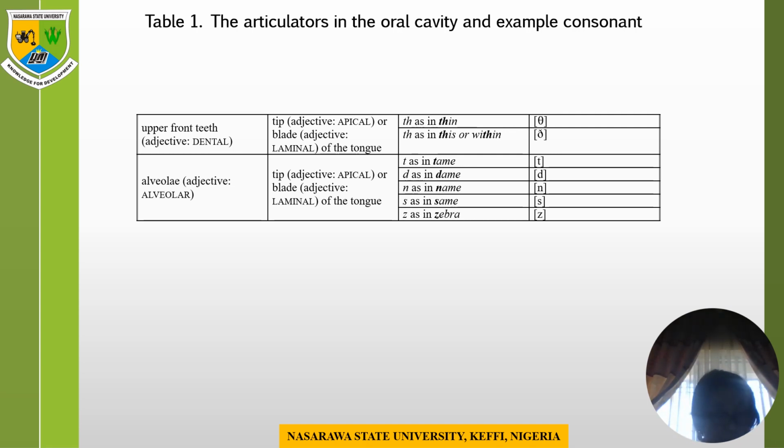And then for the passive articulator, you have the alveolar ridge. The adjective for it is alveolar. The active articulator is the tip or blade of the tongue. The adjective for the tip is apical, and the adjective for the blade is laminal. Examples are t as in tame, d as in dame, and n as in name, or s as in same, or z as in zebra.